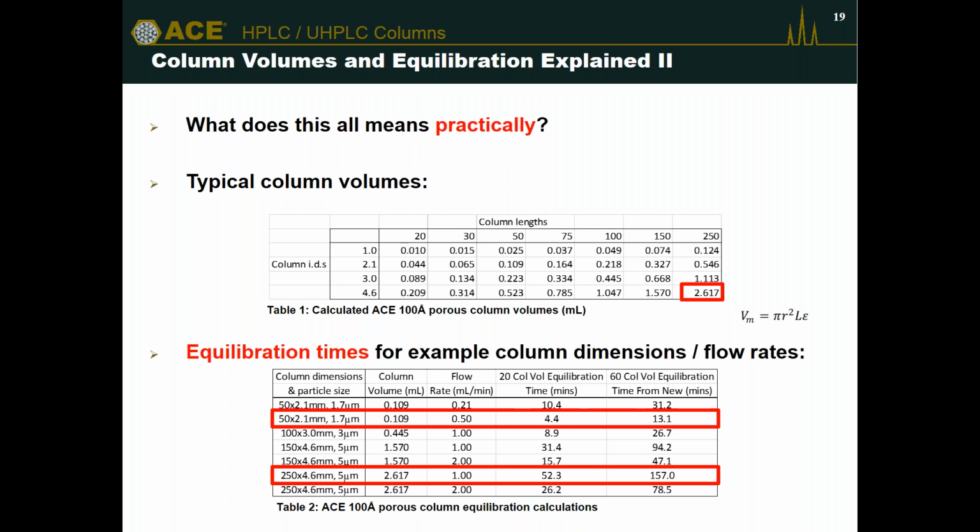If you're fortunate to have UHPLC equipment, you can see here a 50 by 2.1 millimeter column has a column volume of 0.109 mils. At a flow rate of 0.5 mil a minute, which is pretty reasonable for that dimension, you can see it takes 13 minutes for 60 column volumes to fully equilibrate, or 4 minutes for 20 column volumes. So hopefully that table is helpful to put into context and perspective the types of columns you use and the types of equilibration times that we're talking about for HILIC for the first time you use your column and then subsequent times you use your column.